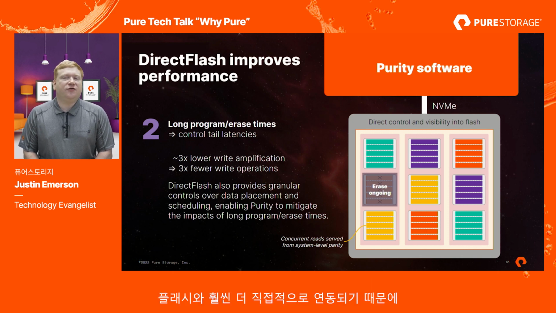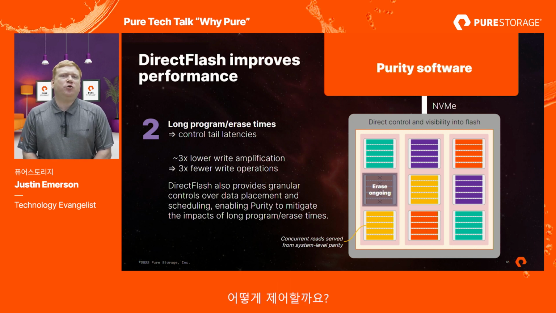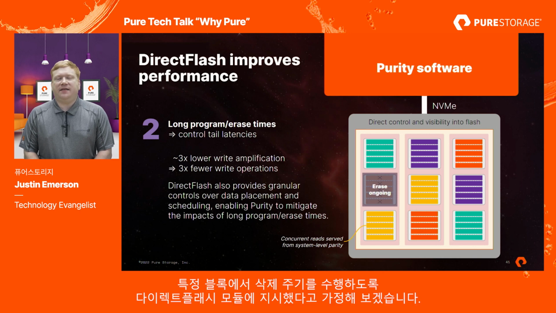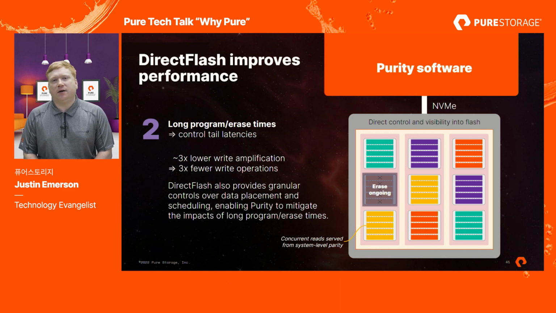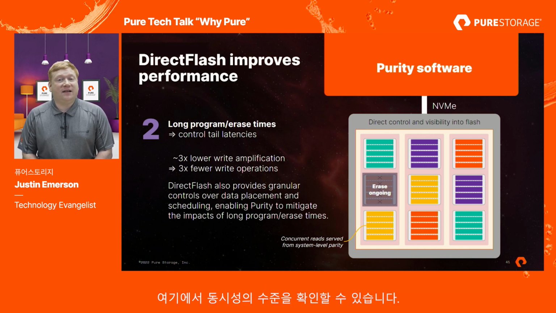Because we are interfacing much more directly with the flash, we see much better latency, and we are able to control for what we call tail latencies. That is the worst case latency scenario. How do we control for that? Well, let's say that we have told the direct flash module to perform an erase cycle on a particular block. And then an application needs to read data from another location on that same channel. Now, that's the level of concurrency, which means we have to wait for that erase to finish before we can go and fetch that data.